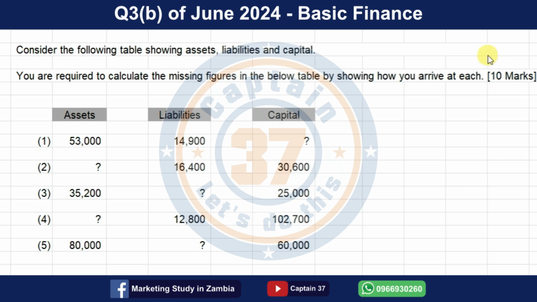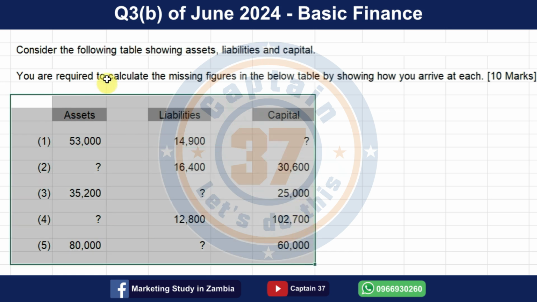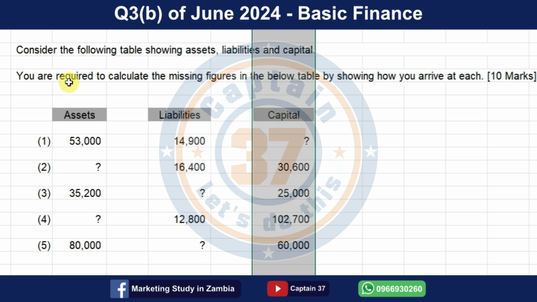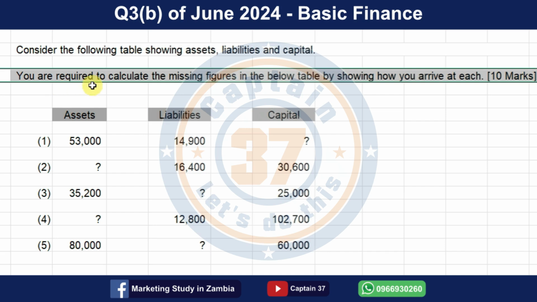This was part B of question 3 in the June 2024 exam in the subject Basic Finance, and it read as follows. Consider the following table showing assets, liabilities, and capital. You are required to calculate the missing figures in the below table by showing how you arrive at each.